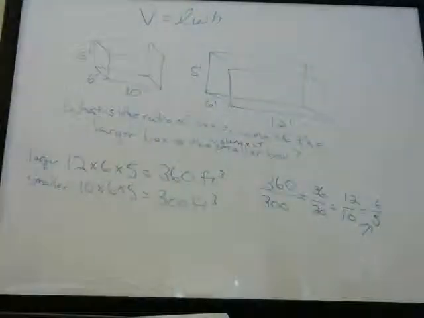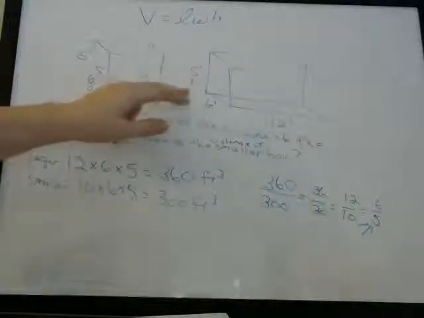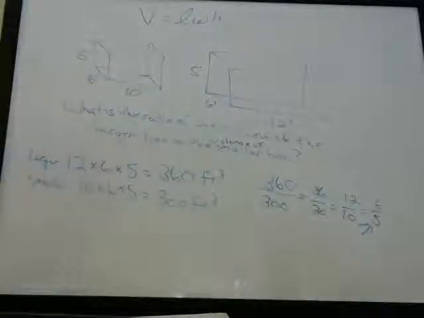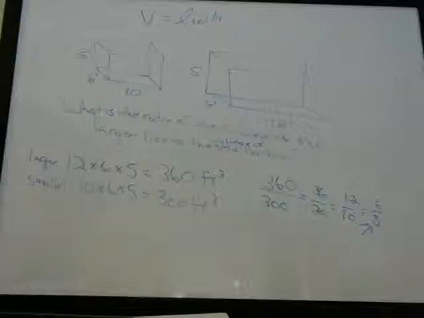So the answer to the question of what is the ratio of the volume of the larger box to the volume of the smaller box is 6 over 5. And again, knowing how to do the volume and do the ratio. So they may combine more than one concept, so I just wanted to give you an example of that.